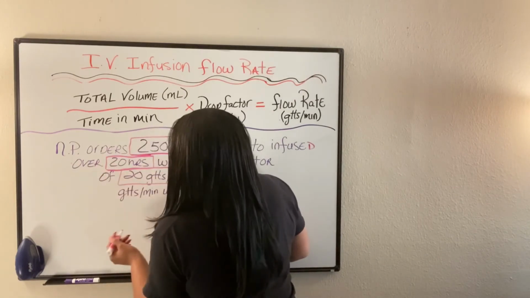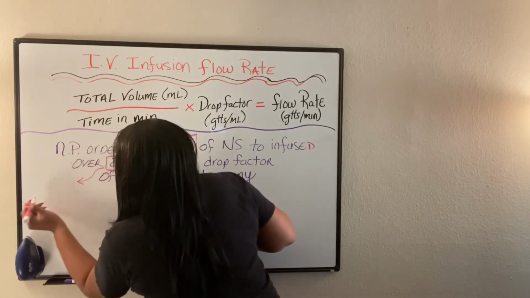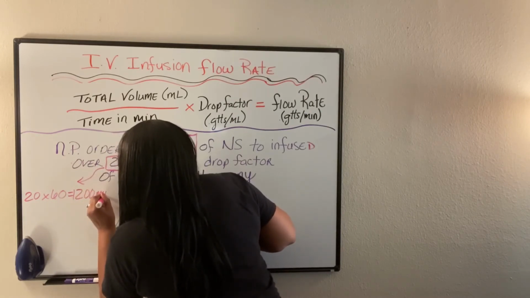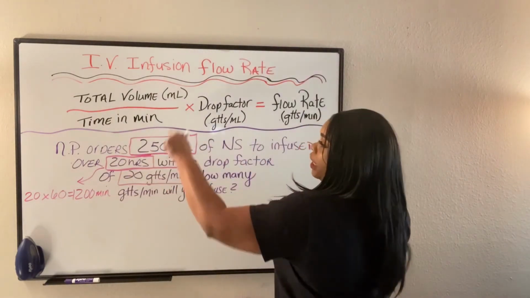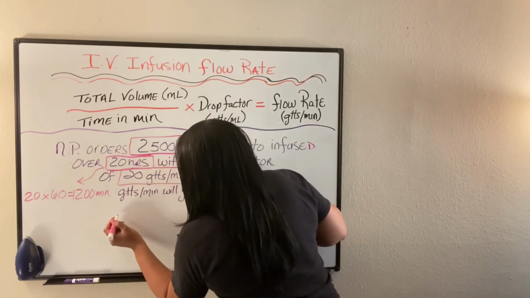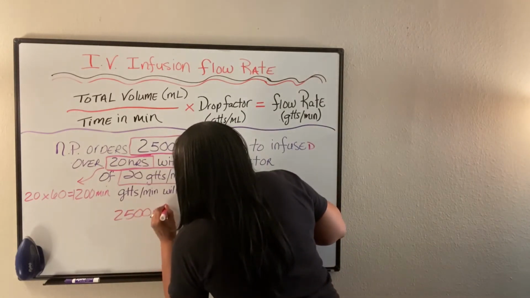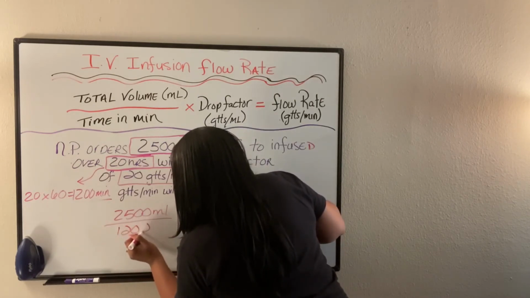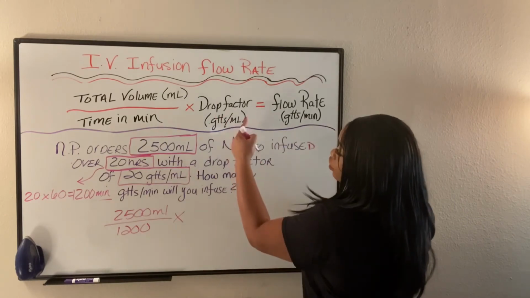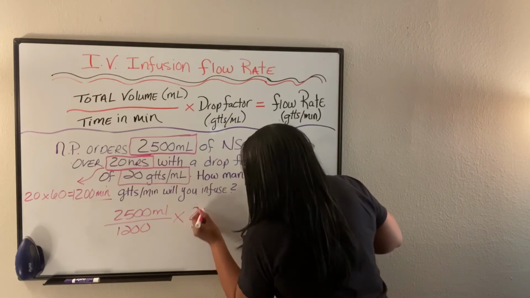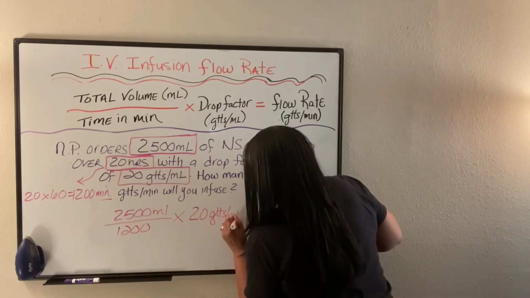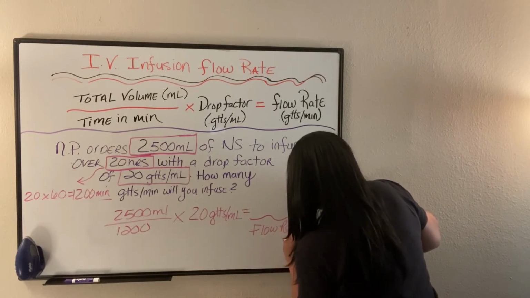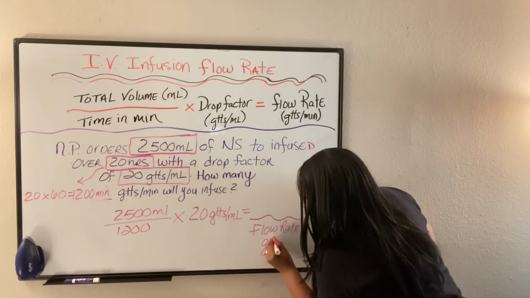Okay, so first let's convert the 20 hours over to minutes. So just put an arrow here. So that's 20 times 60, and you got 1,200 minutes. All right, now let's plug that information into the formula. Total volume, 2,500 milliliters. Total time in minutes, we got 1,200 minutes. Multiply that answer by the drop factor, which is 20 drops per milliliter, so 20. And that will give us the flow rate, or AKA the drops per minute.